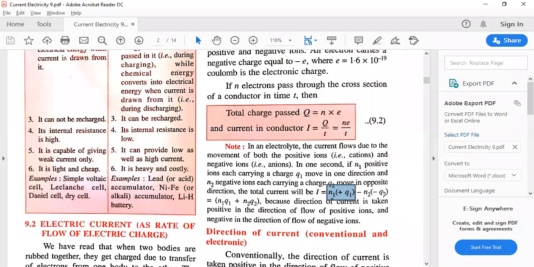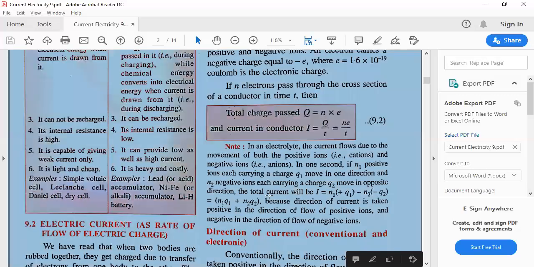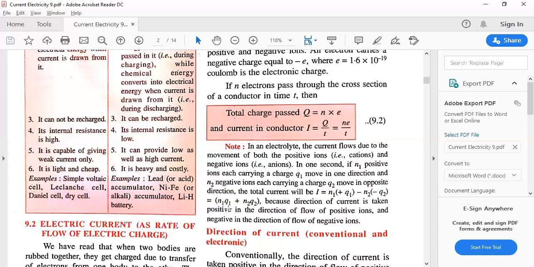But the charge of the ions is also negative, so minus minus will become positive. So therefore I will be N1 Q1. Q1 is the charge of the positive ion, Q2 is the charge of the negative ion, so I will be the summation of it. The direction of current is taken positive in the direction of flow of positive ions and negative in the direction of flow of negative ions. But now this is flowing in the direction of positive ion, therefore it is positive.